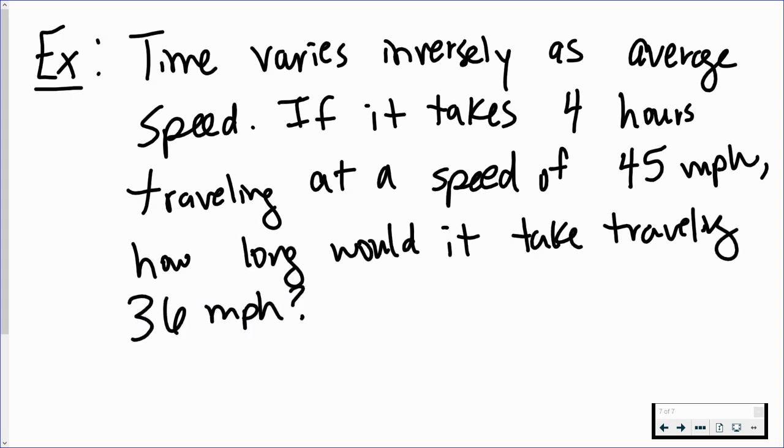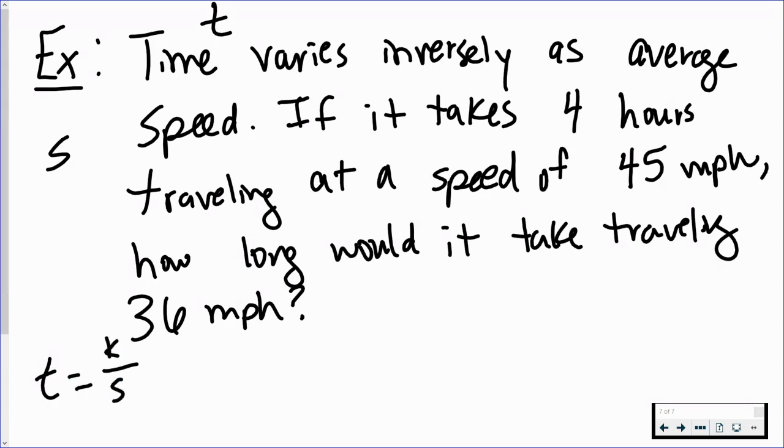Okay, so whenever I see a problem like this, I go ahead and give different variables. So let's say time is t, and let's say average speed is s. Okay, so let's think about what they told us. Time varies inversely as average speed. Always go in the order. We said y varies inversely with x, and that was y equals k divided by x. So if time varies inversely as average speed, that's t equals k over s.